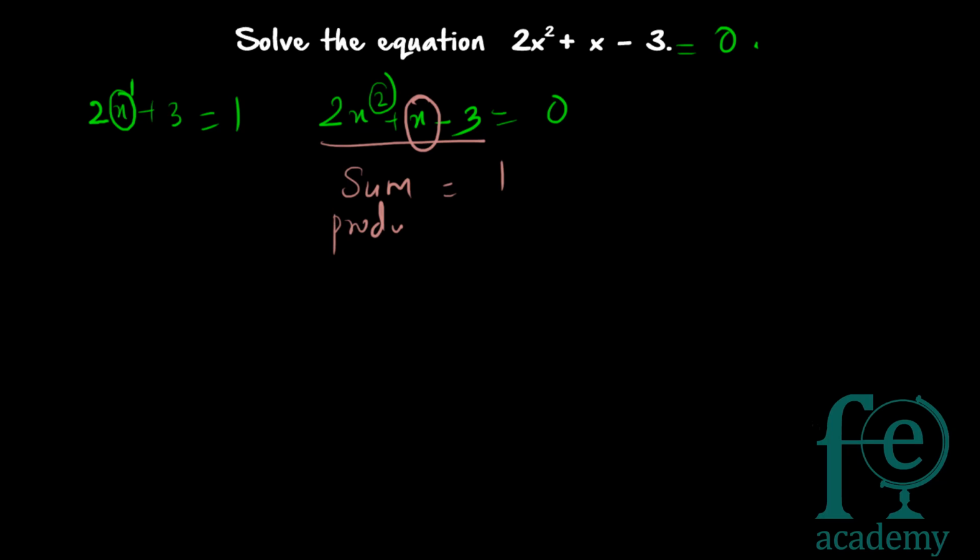And what should be the product of the two numbers? The product of the two numbers should be minus 3 into 2, the constant into the coefficient of x square. Here the coefficient of x square is equal to 2. So 2 into minus 3 gives you minus 6. So your aim is to find two numbers. A quadratic equation will have two numbers as solutions. A linear equation will have one number as the solution.